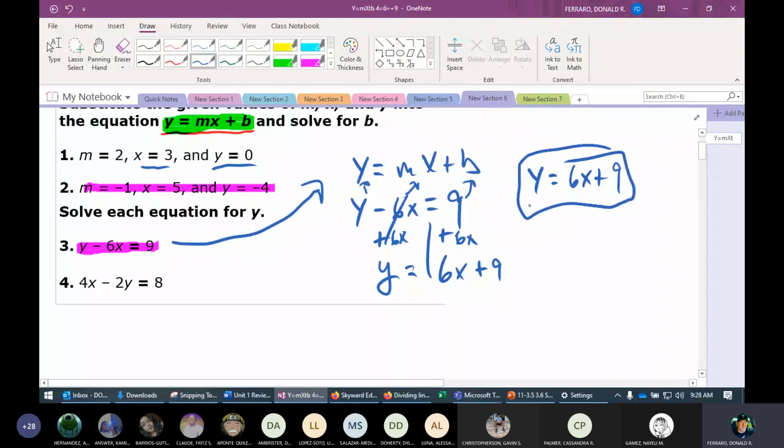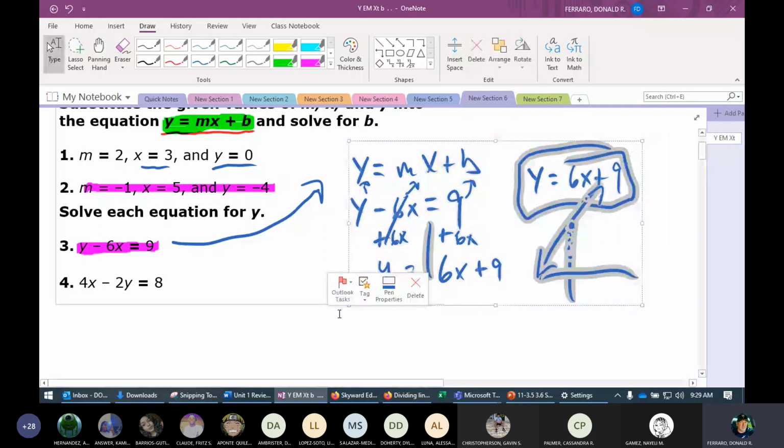So that was pretty simple. I'm not going to graph that one, but you guys can imagine what we're doing is we're going up 9 on the y-axis. And then we're going to go up 6 and over 1 for my second point. And then I have the line. So that's the way that line would look. Good job there.